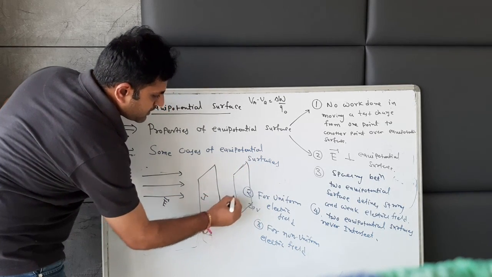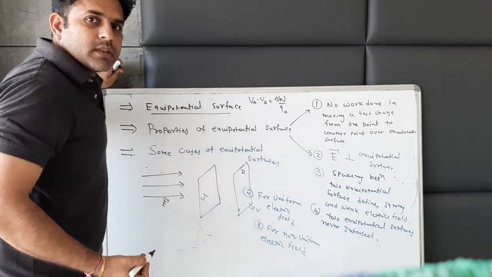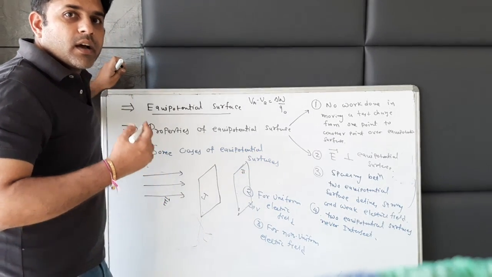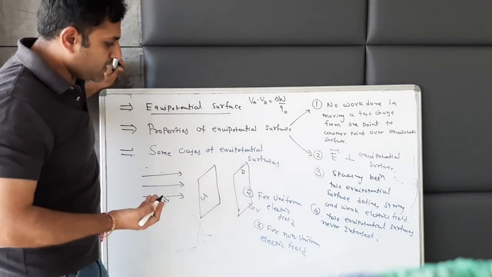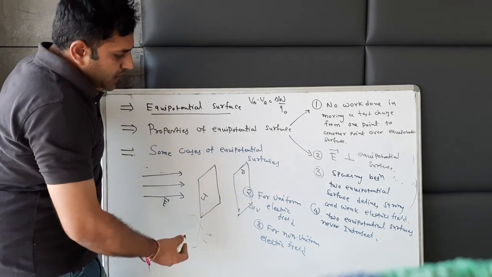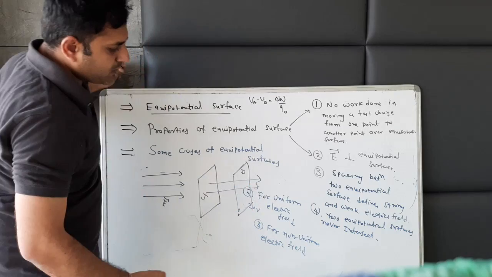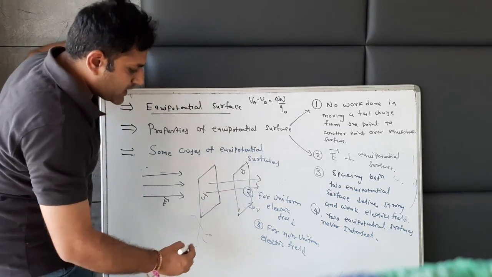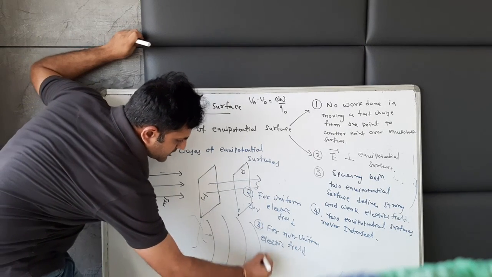This is the first equipotential surface, this is the second. The distance between two equipotential surfaces defines the strength or weakness of the electric field. So for a uniform electric field, it is a plane type, and electric field lines are perpendicular to this equipotential surface. And for a non-uniform electric field, it is like a curvature. It is like a curved surface.